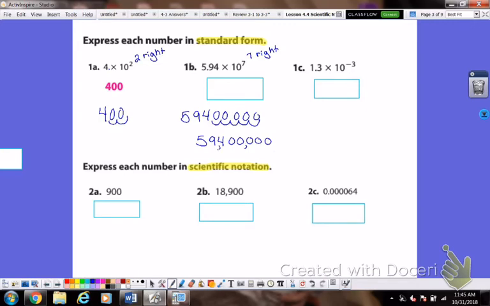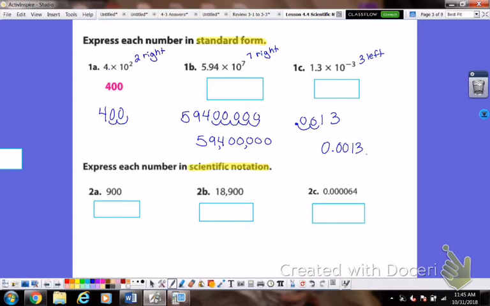And our last one here, 1.3 times 10 to the negative third. It's negative, so that will be 3 to the left. So 1.3, currently right here, we move 3 to the left. So 1, 2, 3, decimal there, fill in with zeros, and then we rewrite it to clean it up. So 0.0013. Okay, so that's given scientific notation, write it in standard form.